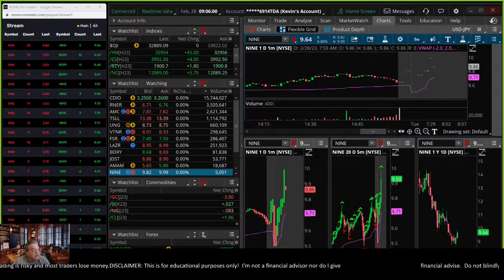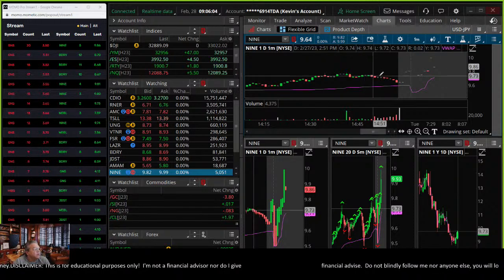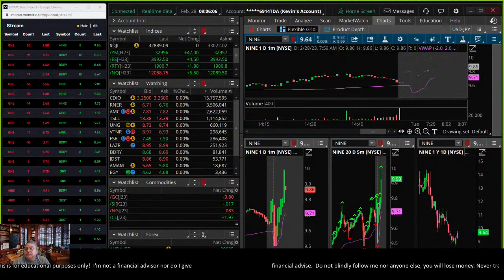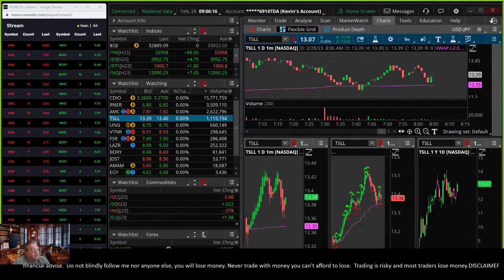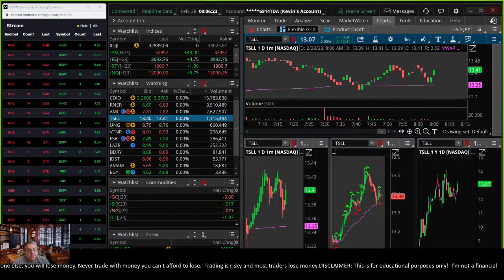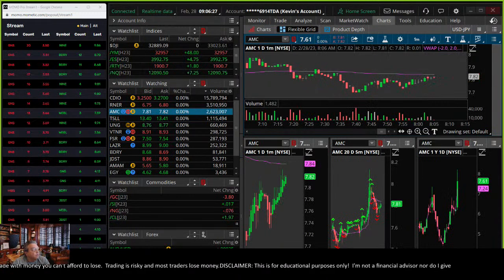So just not seeing NINE. It's slowly working its way up though, but as you can see, way too thin. I'd like to see volume in here, at least pre-market, somewhere around 500,000. TSLL is another one on my radar. Nothing there. AMC's been a really good mover.